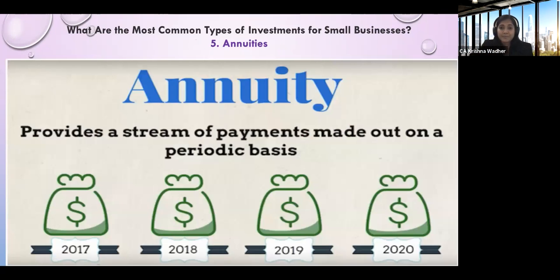next comes annuity. So annuity, invest in annuity. What happens? Gradually, slowly, in 2017, it's just an example, in 2017, you invested this amount. 18, it becomes this. 19, it becomes this. 20, it becomes this. Why? Because it keeps on accumulating, and the interest is charged on compounding factor. It provides a stream of payments made on a periodic basis. So regularly, some amount will be deducted from your account, and it gets accumulated there.